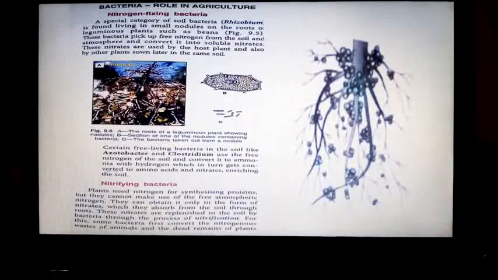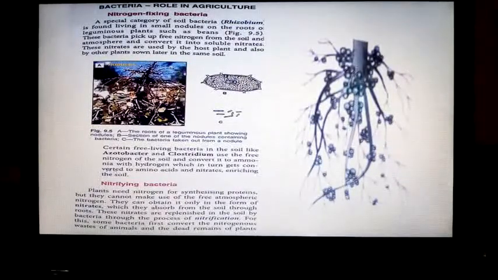So nitrogen fixing is done in two ways. One is by free nitrogen from the air. Another one is free nitrogen from the soil. Is that clear? Now we are moving to nitrifying bacteria.